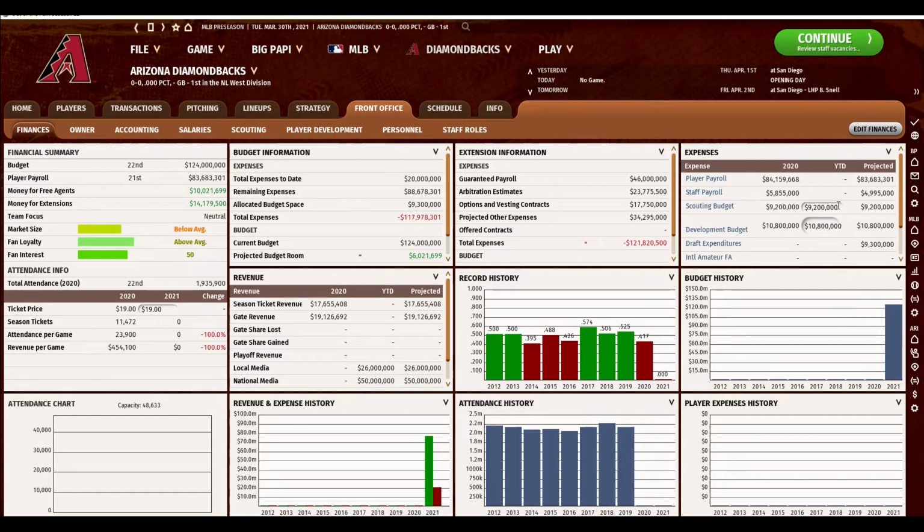So what I'm going to do from here is take money and put it into scouting and development. And you can only put as much as your free agent budget is. Now, the other thing to keep in mind is when you get to the international amateurs, or when you get to the draft for that matter, your only real limit is what your budget is set at here.